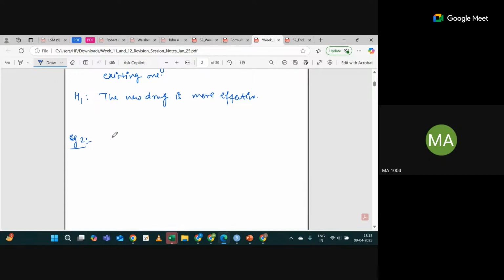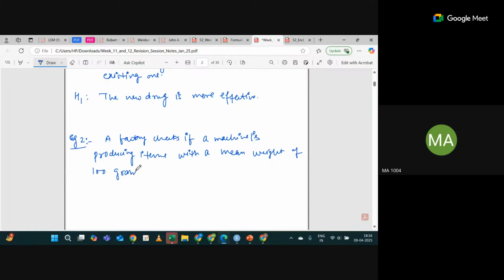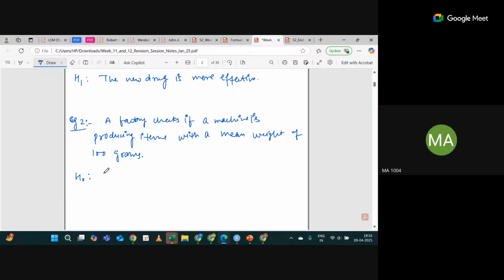Okay, I will take one more example, then I will move on to discuss another topic. Let's say a factory checks if a machine is producing items with a mean weight of 100 grams. So what will be your null hypothesis? Basically, what will be your claim? The mean weight is 100 grams, right?